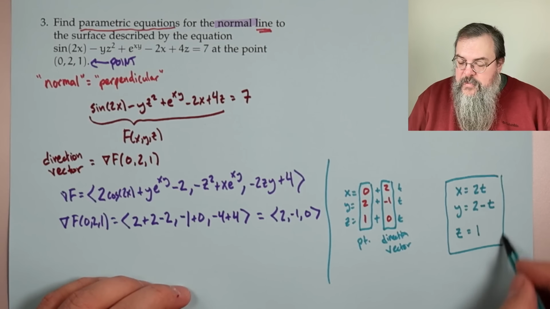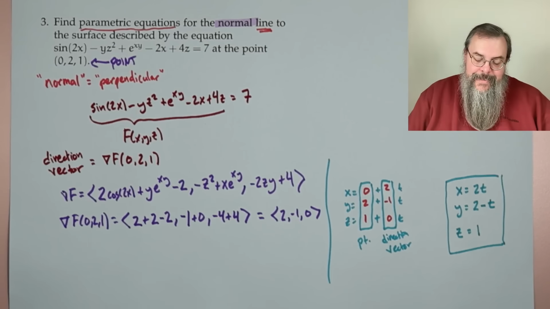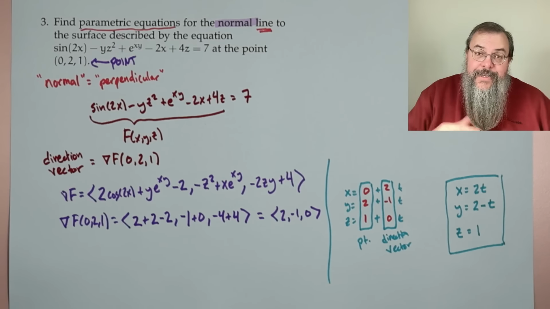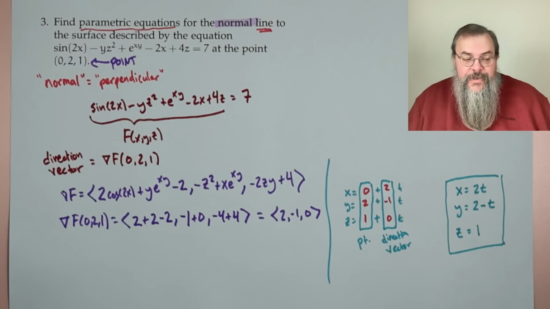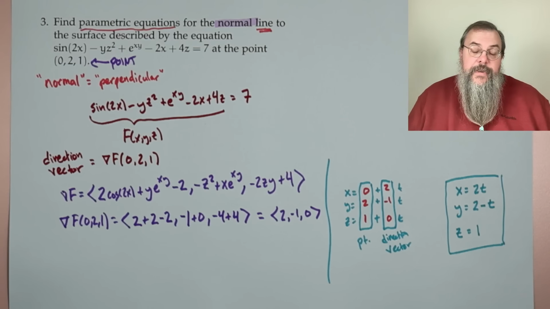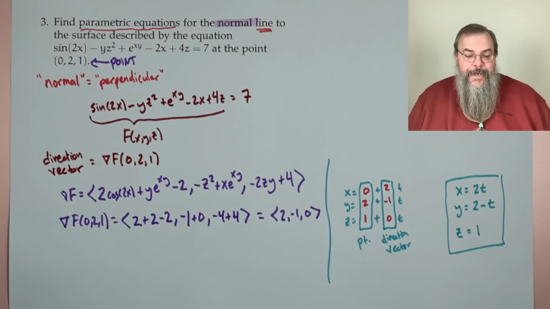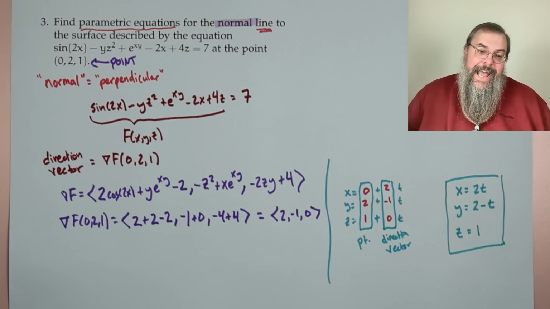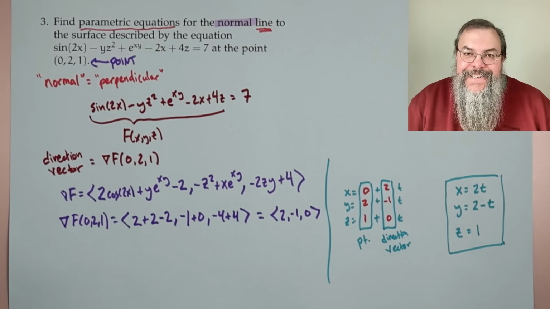And there's our line. This line will intersect the surface in a perpendicular fashion, and we would call that the normal line. All right, we did it. Woohoo! Let's keep going.